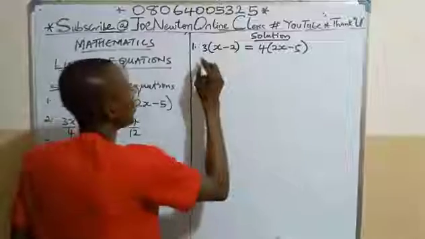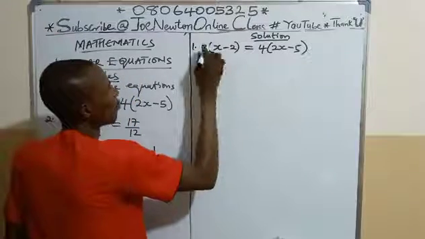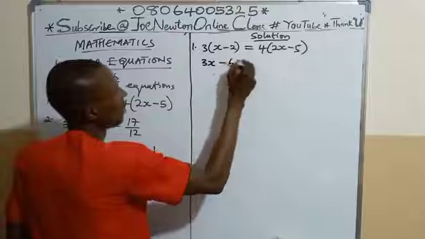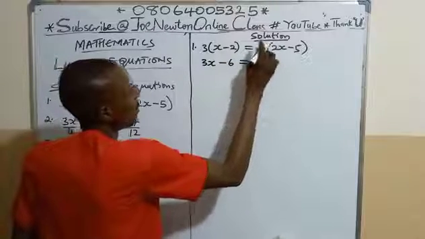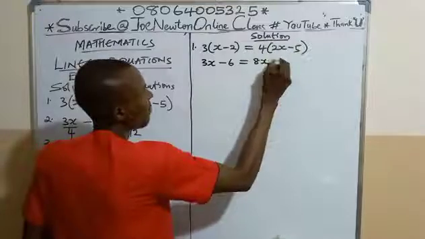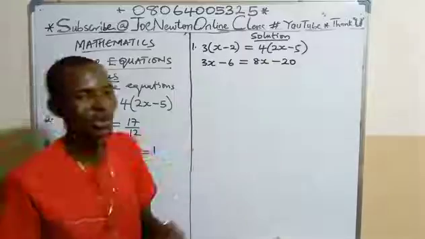So we have 3 times x here. We have 3x minus 3 times 2, 6, equals 4 times 2x, 8x, 4 times minus 5, minus 20. That is it. It's now a simple linear equation.